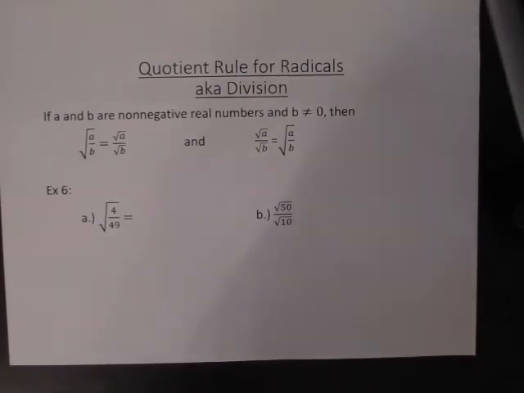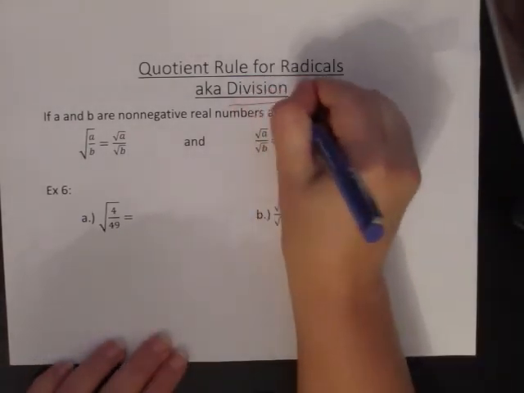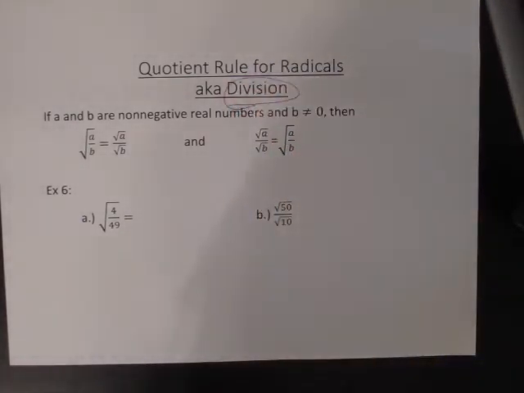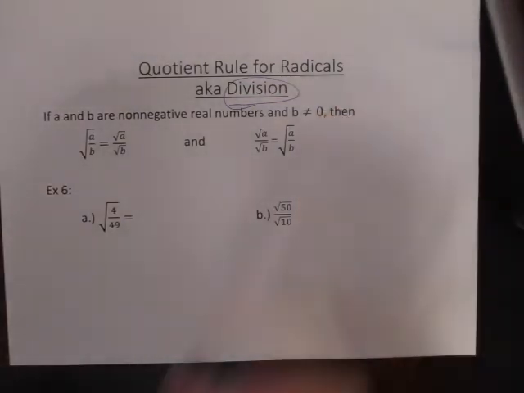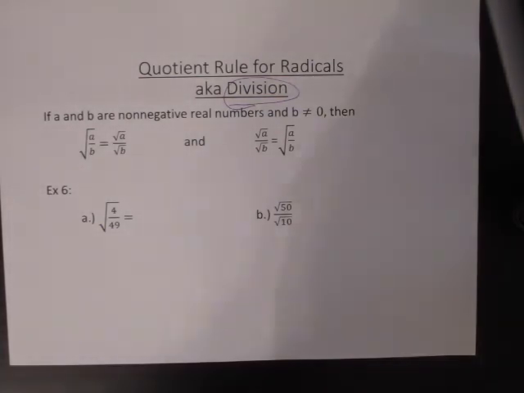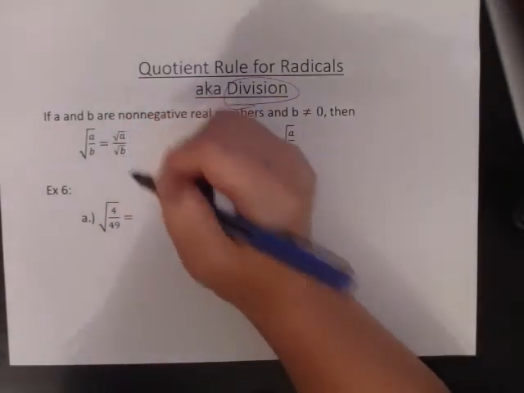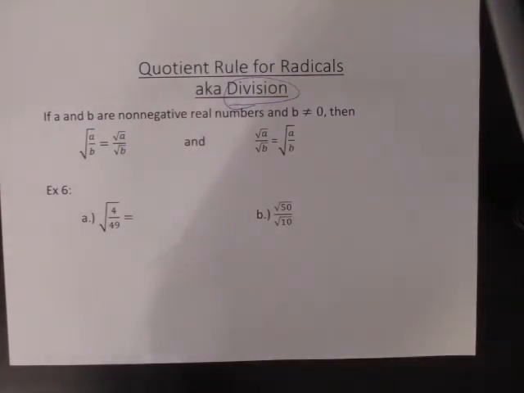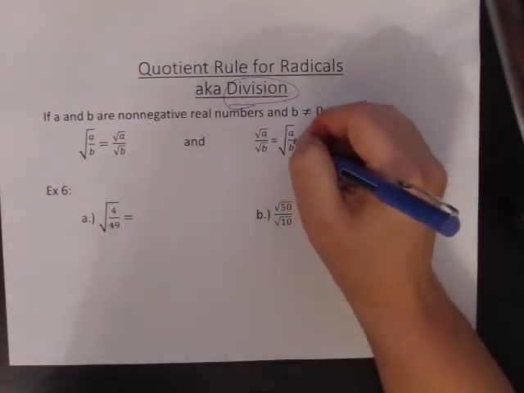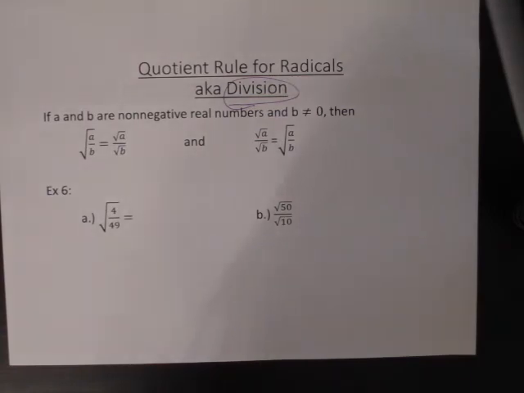Now, we have to deal with the quotient rule. The quotient rule for radicals is really just talking about division, because whenever you see quotient, what you're really doing is dividing. So if A and B are non-negative real numbers, and B does not equal 0, because if B equals 0, like in chapter 7, that means it's going to be undefined, then the square root of A over B equals the square root of A over the square root of B, and the square root of A over the square root of B equals the square root of A over B.